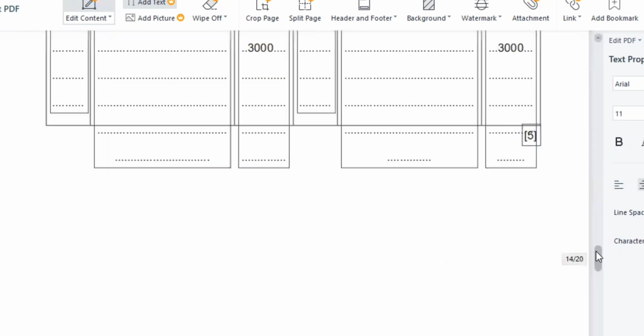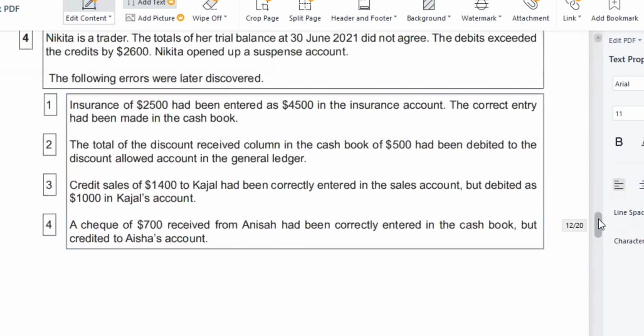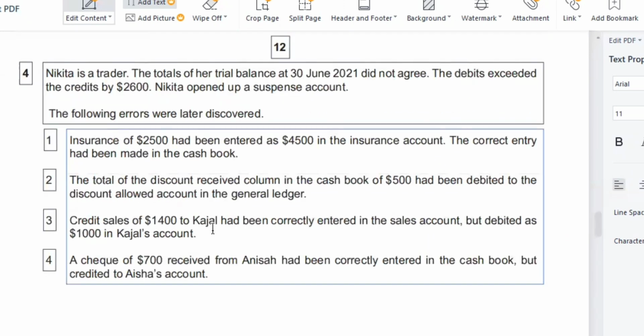Then we have error 3 that states that credit sales of 1400 to Kajal has been correctly entered in the sales account but debited as 1000 in Kajal's account. As it is written correctly in the sales account, only that goes in the profit and loss. Kajal account, that is the trade receivable. Trade receivable goes in the statement of financial position. It doesn't come in the profit and loss, so it won't have any effect on the profit and loss.